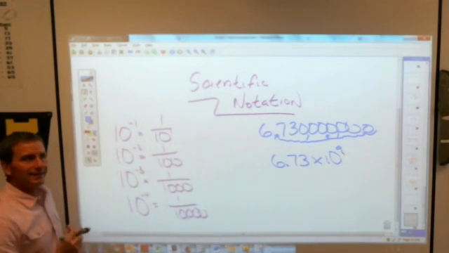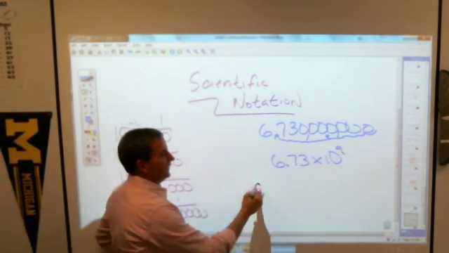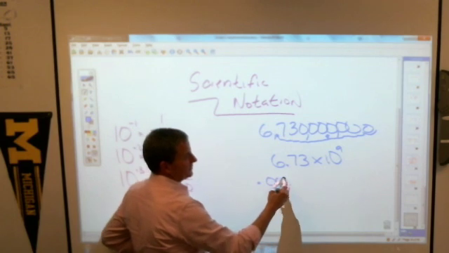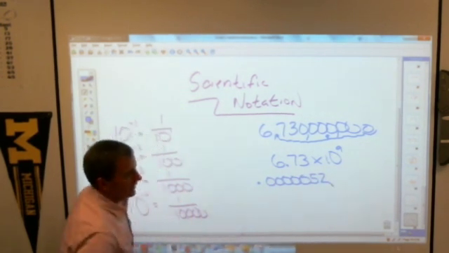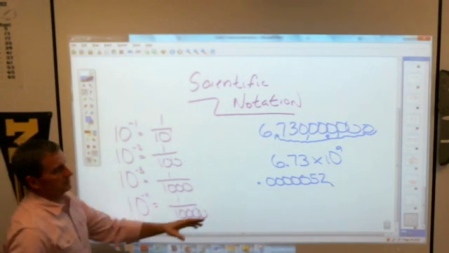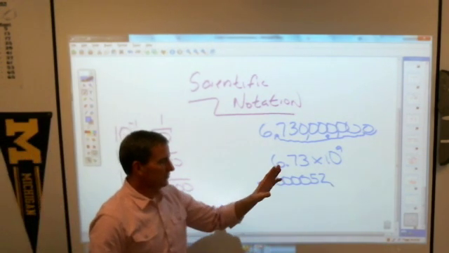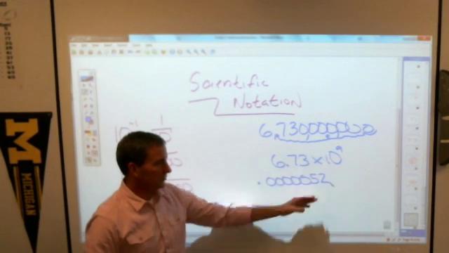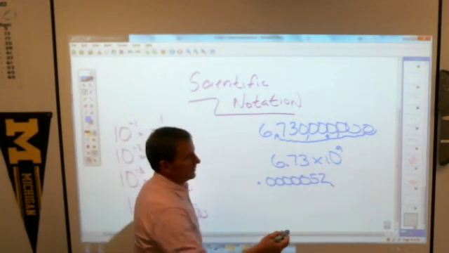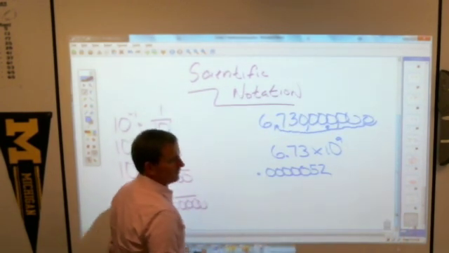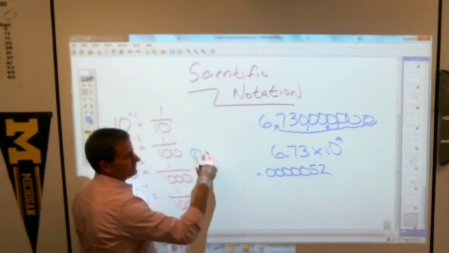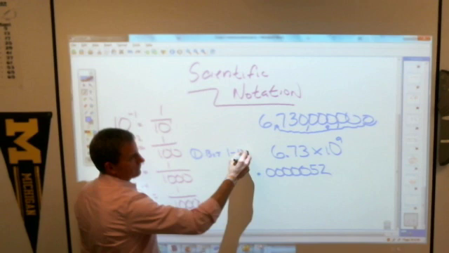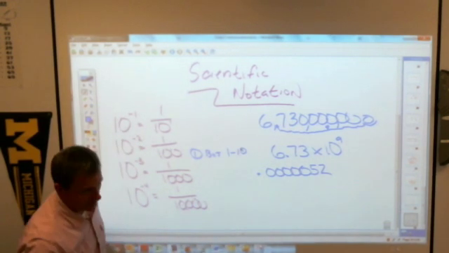Let's review. Today what we're doing is what happens when we have small decimal numbers like this. Tens, hundreds, thousands, 10,000s, 100,000s, millions, 10 millions. 52 10 millions. How do I write that in scientific notation? Follow the same rules, make it between 1 and 10. So where's the decimal going to go to make it between 1 and 10?